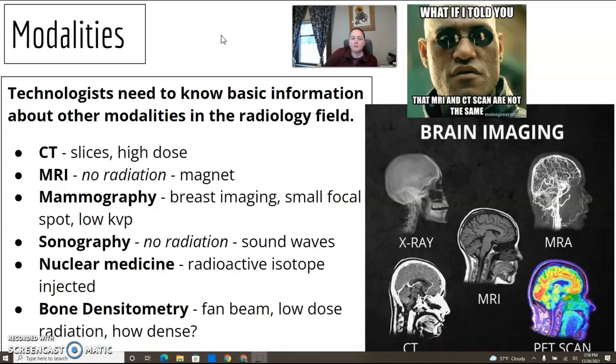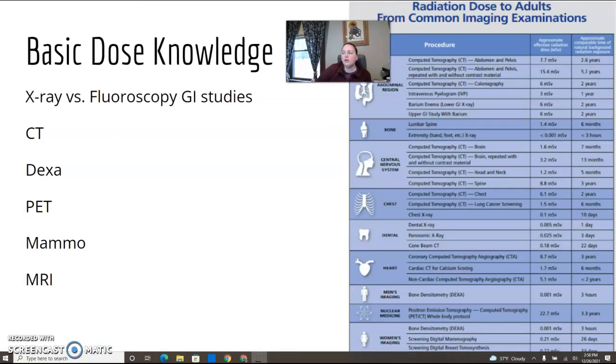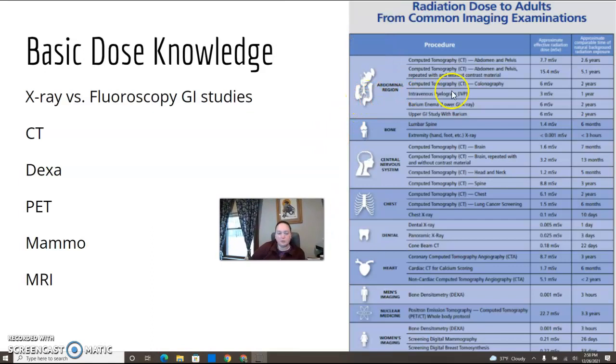So in general, you should just have a basic understanding of what the different modalities are and whether they use radiation or not. Is it higher or lower than diagnostic x-ray? And then there's this chart. I don't think you have to be super specific on this, but this chart gives you an idea of some exams that we do compared to background radiation in number of days or years.